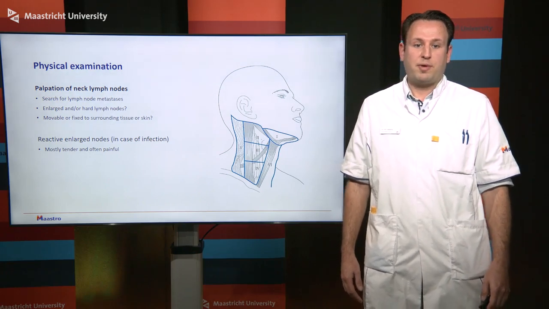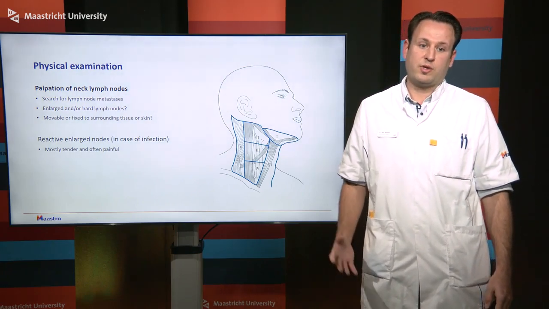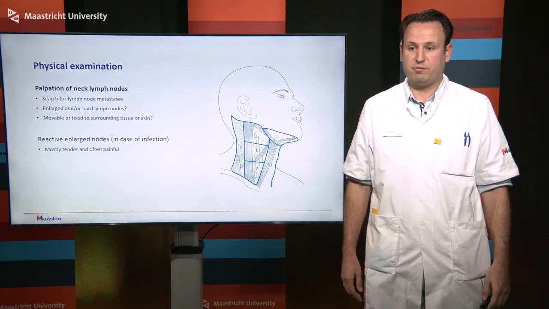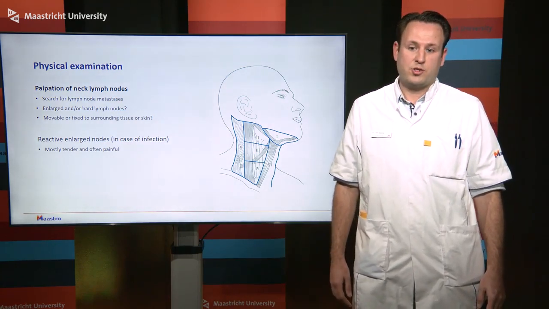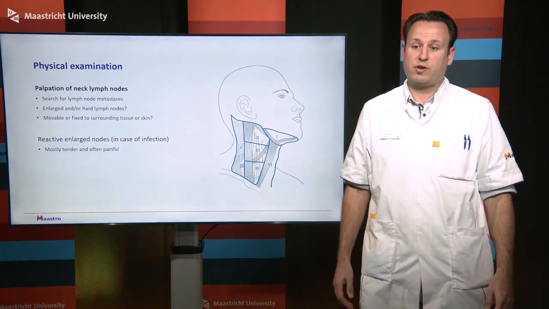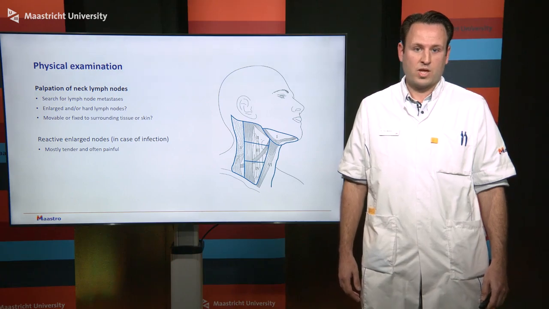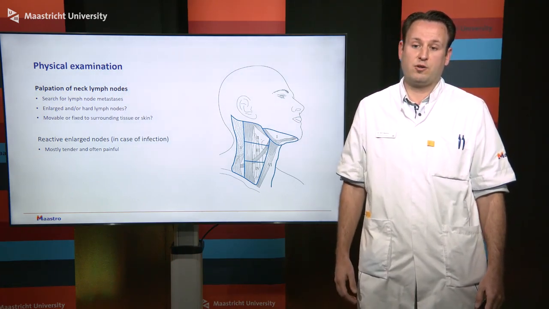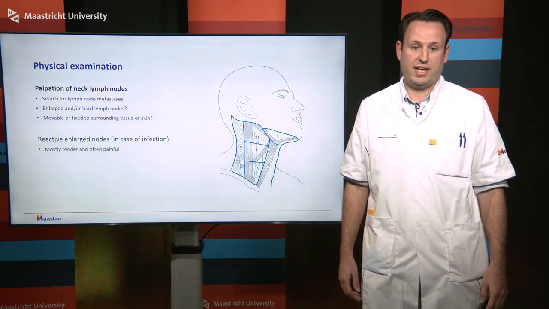Then we go to the palpation of the neck lymph nodes. What we want to do is feel the lymph nodes and search for lymph node metastases. So we want to feel if there are any lymph nodes that are enlarged or hardened. We also want to see if we can move them or if they are fixed to the skin or to the deeper parts of the neck.